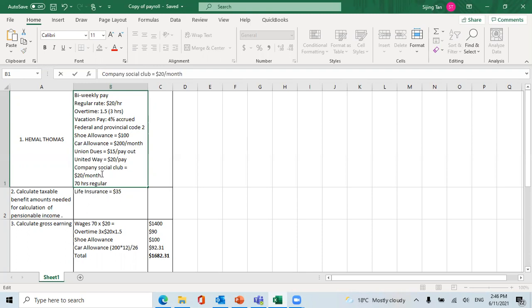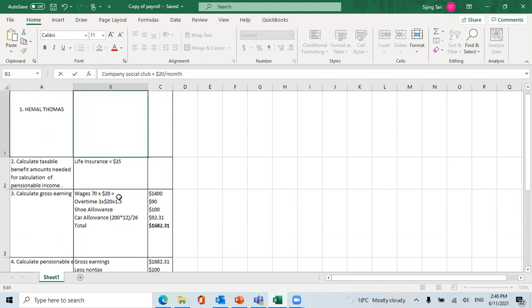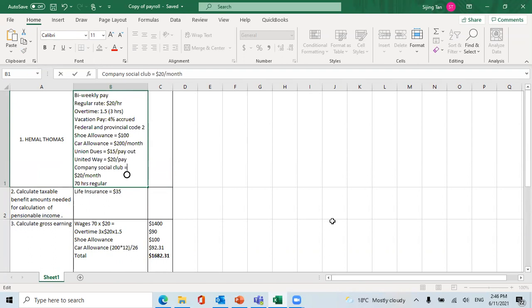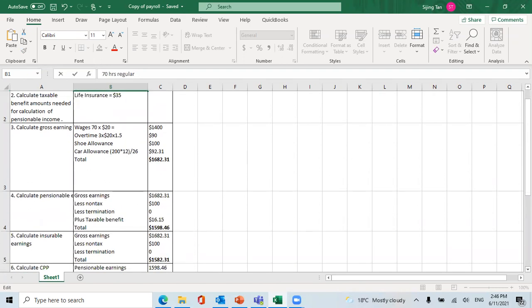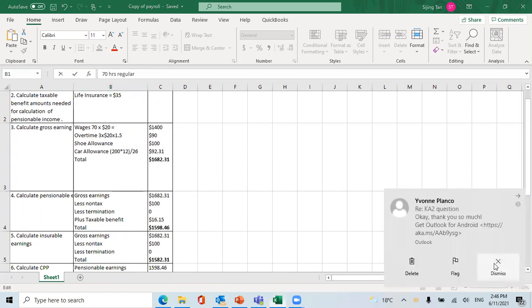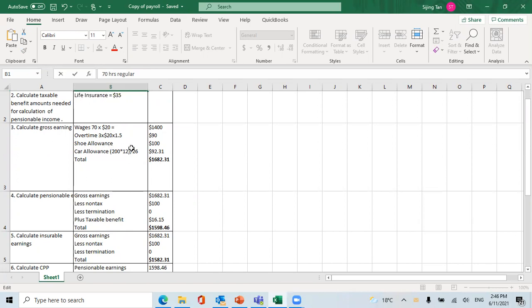So when you need to deduct a company social club, you need to calculate the pay period. 70 hours is regular. And then what goes to life insurance is $35 per month. So we start with our gross earnings. We calculate our wages, $70 times 20, and the overtime $3 times 20 times 1.5. And then you've got shoe allowance is $100.